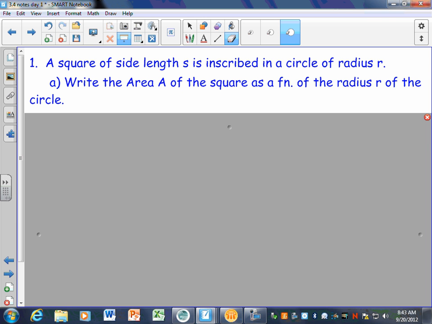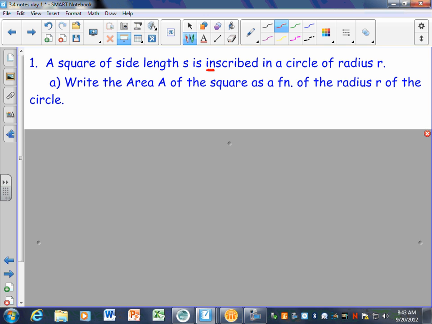What does it mean to be a square inscribed in a circle? Yeah. Inscribed means that the square is inside the circle. If it said the square was circumscribed in the circle, that means it was on the outside of the circle. So I think I can draw a picture here. So here's my circle, and here's my square. If it's inscribed, that means all four corners of the square touch the circle.